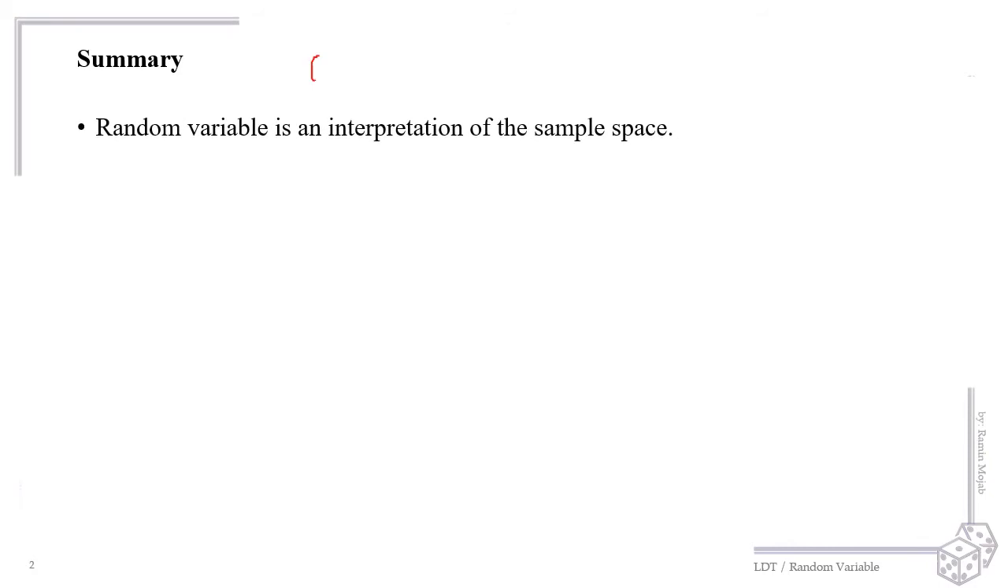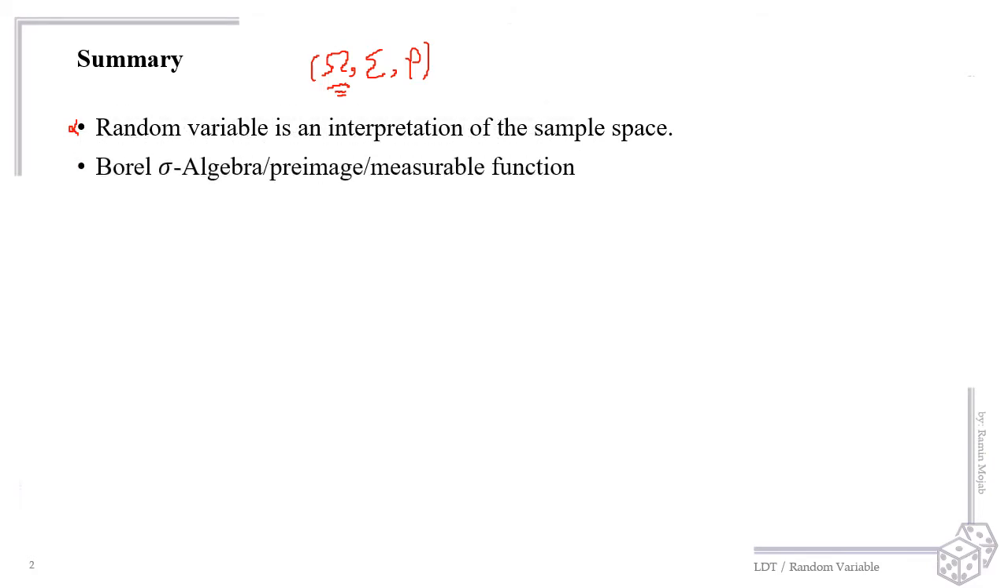You must be familiar with the probability space. In the previous sessions I tried to explain it. In this session we'll talk about an interpretation of this part, the first element, which is the sample space. And for this interpretation, we need a tool which is known as the random variable.